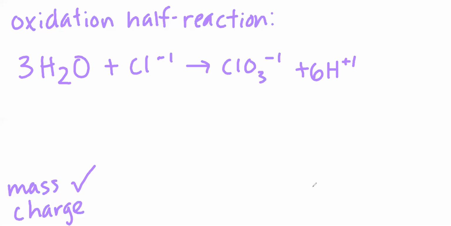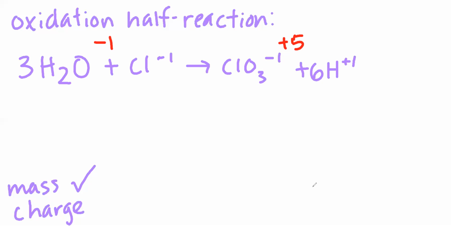Then this reaction needs to also be balanced by charge. So the sum of the charges on all of the reactants has to equal the sum of the charges on all the products. So here for our reactants, it's just -1. For our products, we have a -1 and a +6. So that gives us a +5. So it's not balanced yet. We need to add something to make it balanced.